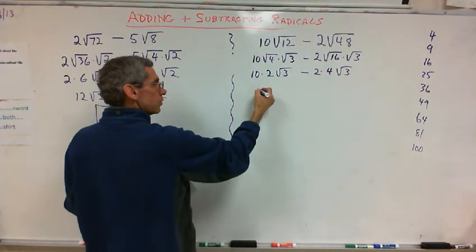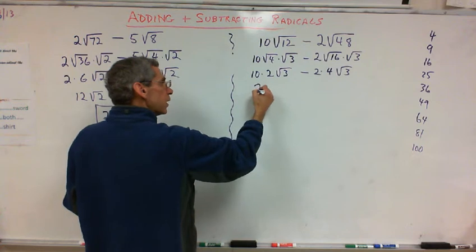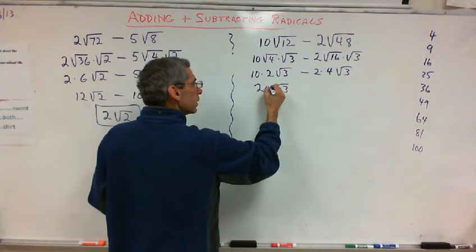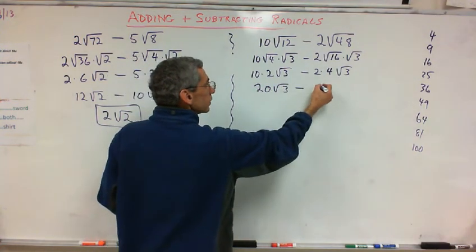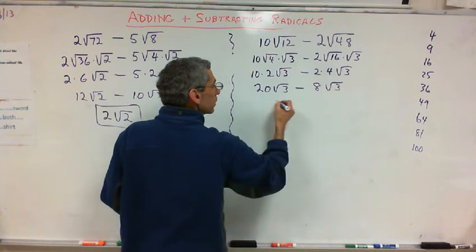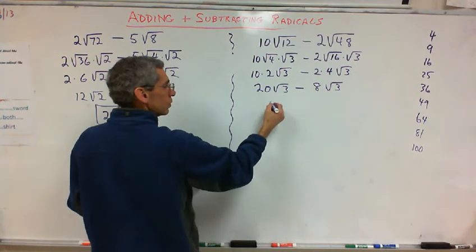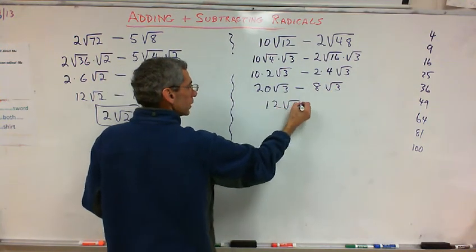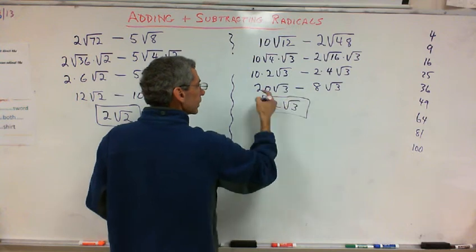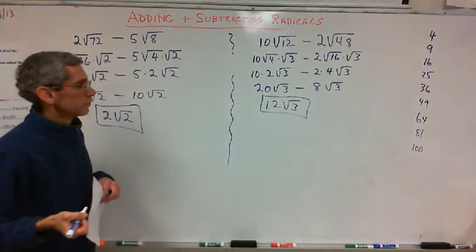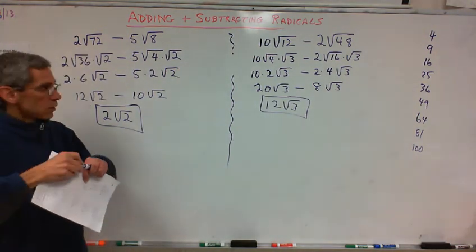So final answer is 20 square root of 3 minus 8 square root of 3, which is equal to 12 square root of 3. I'm just subtracting 8 from 20. I knew that. Right? Pretty straightforward.